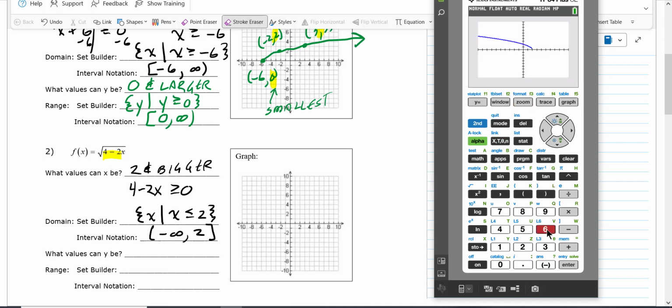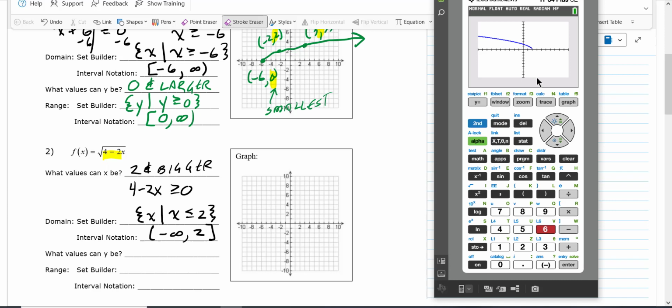Does that match the domain that we just got? That's an important question. Does it look like the domain is all numbers less than 2? X is 2 right there. There's no graph there. There's only a graph when X is below 2, right? So that graphing calculator should match what that domain is telling you.